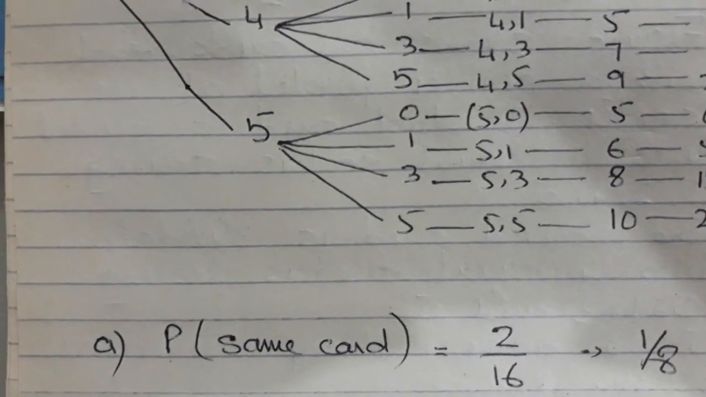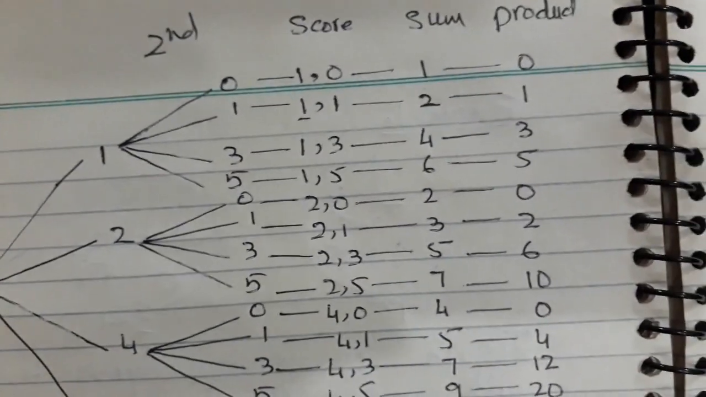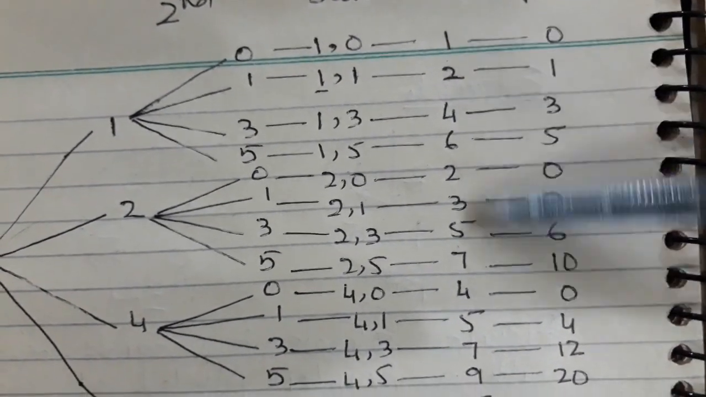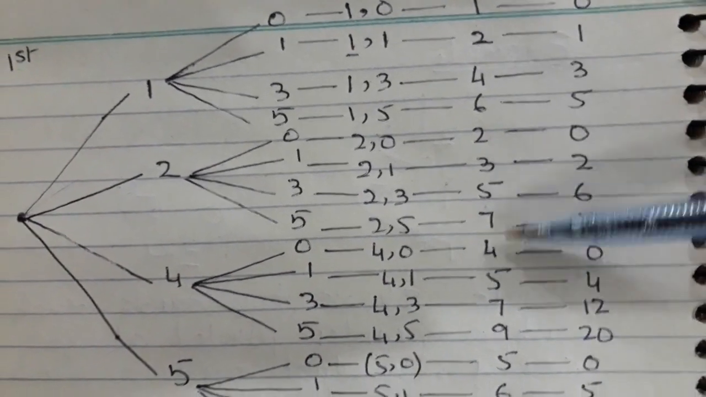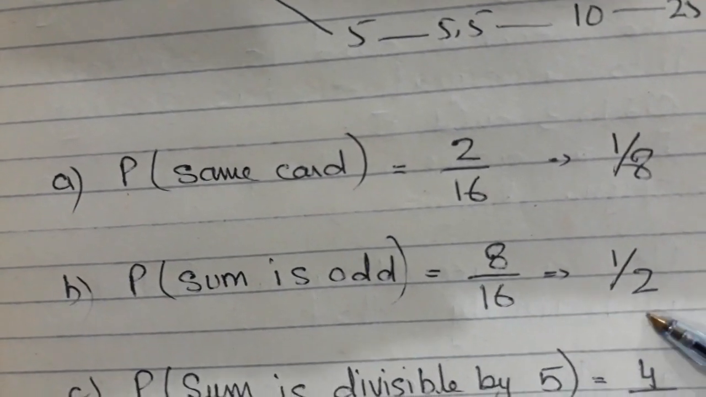And the next question was, what is the probability that the sum is odd? Again, we know that the total is 16, and I can count how many odd numbers are here, which I have already counted. So it is 8 over 16, which is 1 over 2.